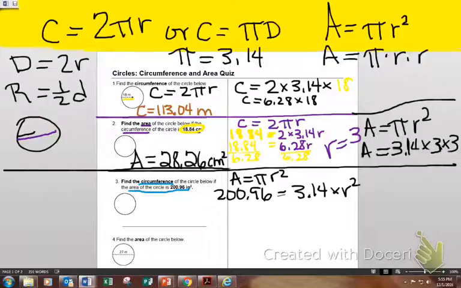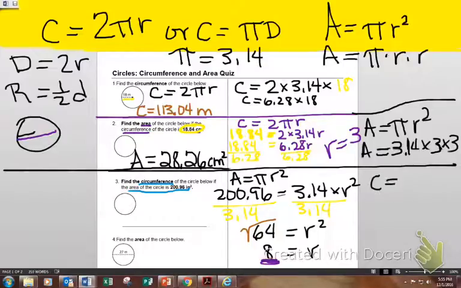Divide both sides by 3.14. R squared is equal to 64. I take the square root of the number. That symbol looks like this. R is equal to what number times itself? 8. I take the value of the radius and plug it in to the circumference formula.